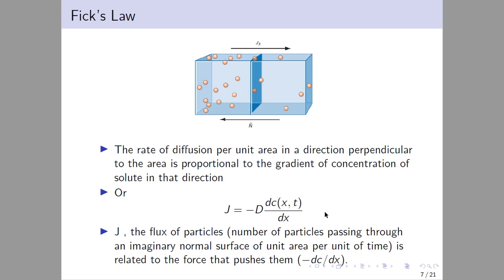Okay, so J is the flux of particles, the number of particles passing through an imaginary normal surface of unit area per unit of time, and it is related to the force that pushes them, minus dc over dx. So if there is a force, then it will be much faster.